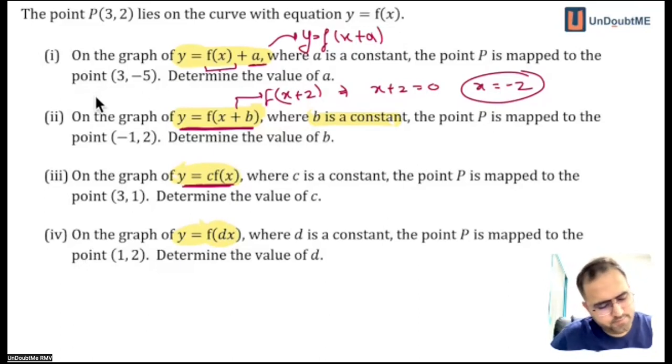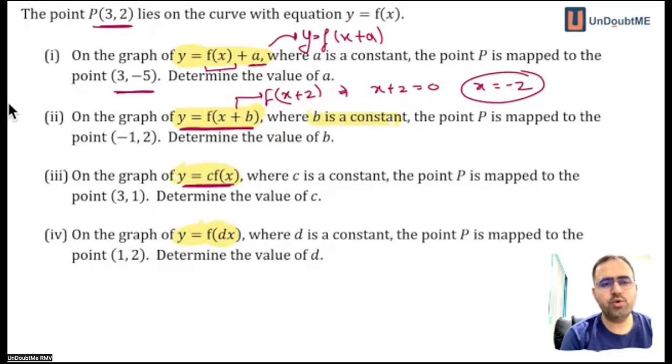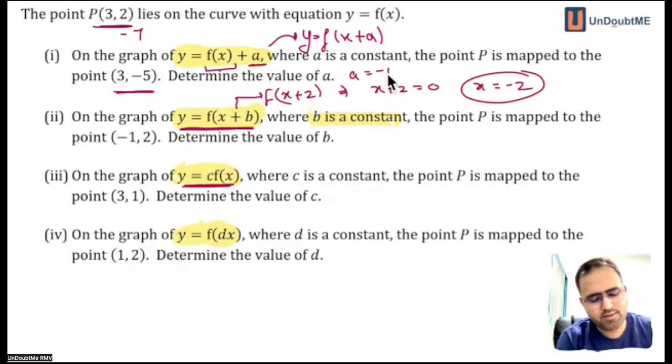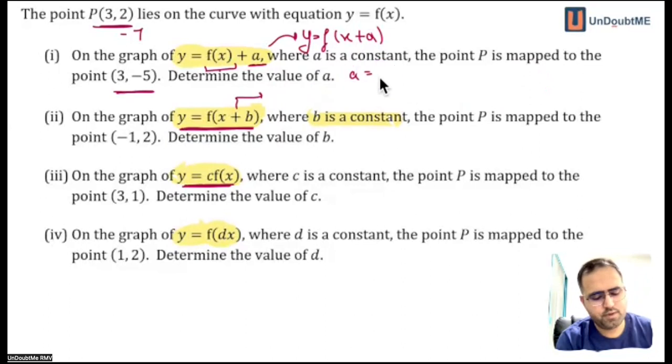First answer. Point P is given in the question as (3, 2), and they have given the mapped point also: (3, -5). So from 2 you are going to -5. -5 minus 2 is -7, so you should add -7 to it. That will be the value of a: a is -7.